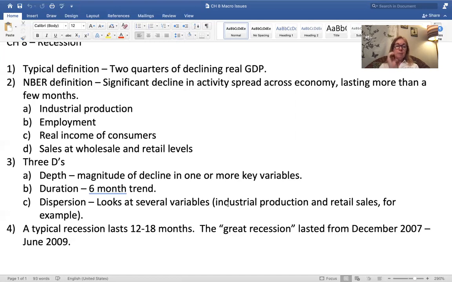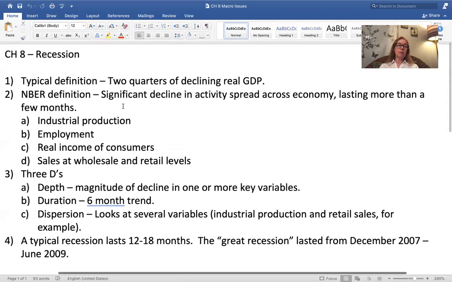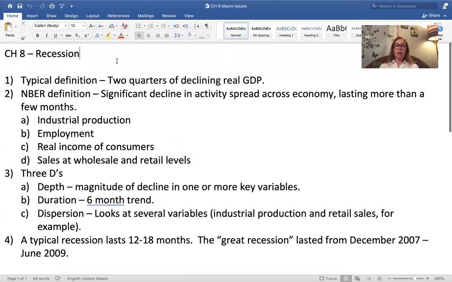Okay, so again, this is kind of short and sweet. Basically, as I said, just use this as an outline as you're reading the chapter on the recession, chapter 8.